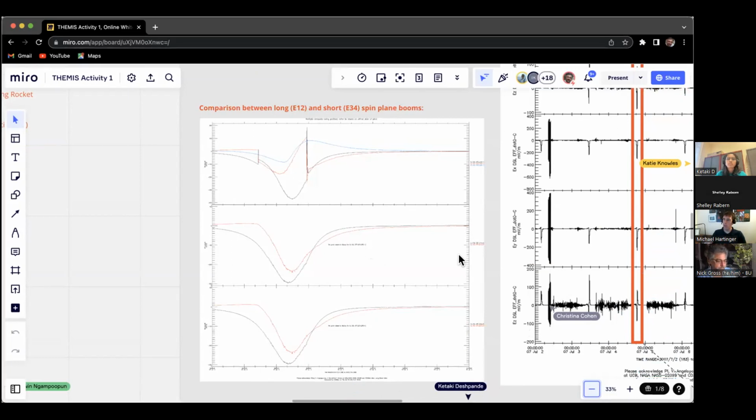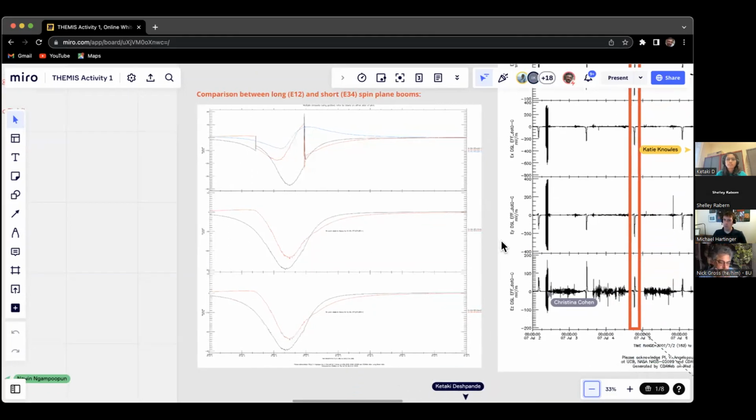So then the other thing that comes in where you might get a difference between different data products you're looking at, for like the different booms in the spin plane. There's a whole slew of things actually. It depends on the data product you're looking at. Like we just saw, the EFF data product will be different than the EFS data product.